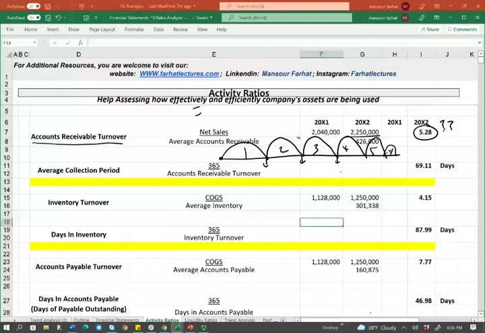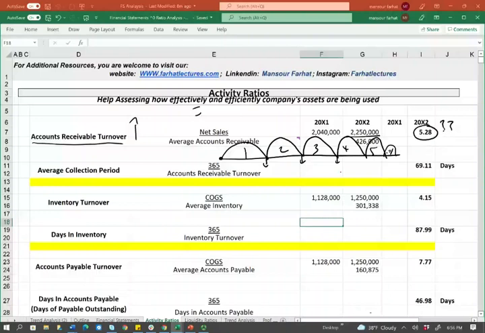Well, you want the turnover to be high. You want to be selling and collecting your money as fast as possible. Is this a good number, a bad number? Remember, in ratios, you really don't know. Why? Because you have to compare 5.28 to prior periods, to see if you are doing better or worse than in the prior period. Or you have to compare yourself to a competitor.